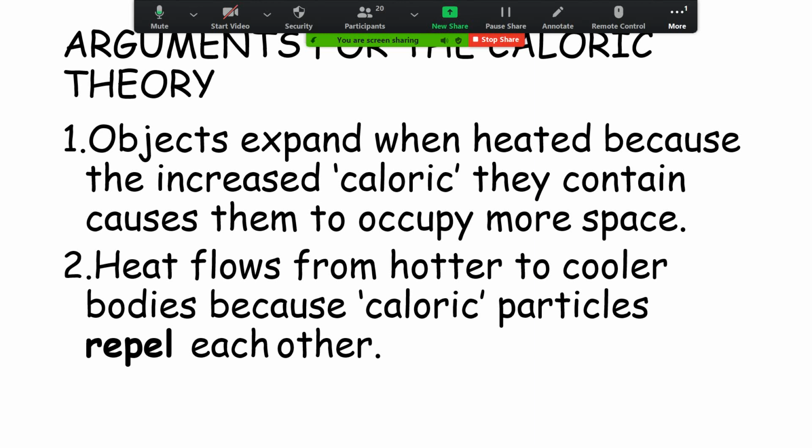I'm trying to think of an example. Can anybody think of an example where when you apply heat to something, it expands? I think I spoke yesterday about corn, and you would have put it in a pot and then apply heat to it and it would have blown up, right? Sort of expand, right?